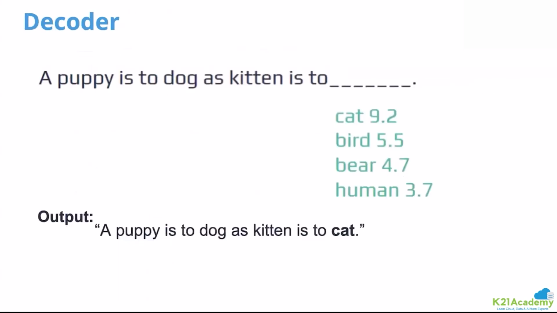So when you get "a puppy is to a dog as a kitten is to dash", now it will have a choice: cat is coming 9.2, bird is coming 5.5, bear 4.7, human 3.7. Even when a machine works, it cannot really differentiate like a human, but it has got a weightage. The cat has got 9.2. Now that is how it gives "a puppy is to a dog as a kitten is to cat".